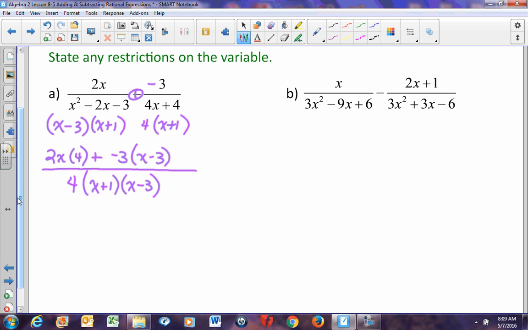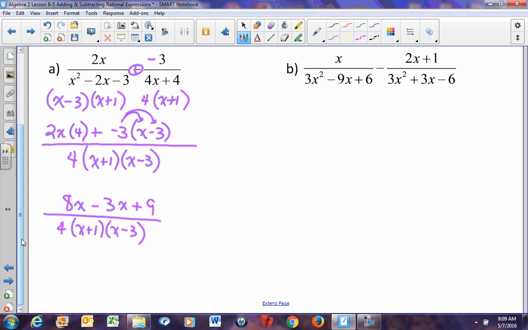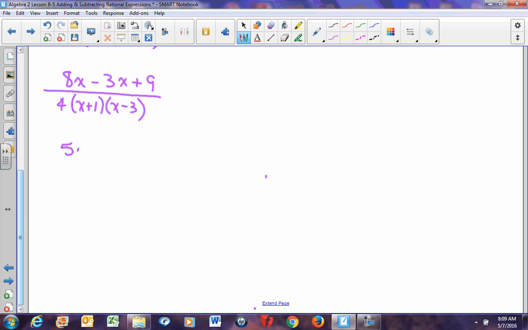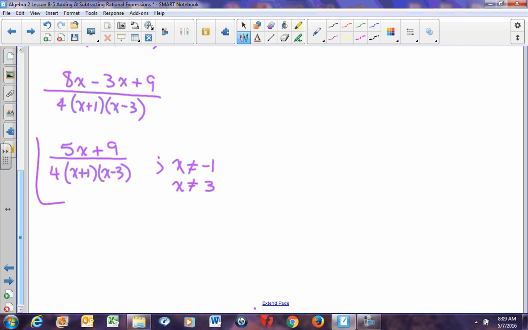Now we can just multiply like usual. So I have 8x minus 3x plus 9, because I just ran this negative 3 through this expression. And that is all over 4 times x plus 1 times x minus 3. And now I'm going to simplify. 8x minus 3x is 5x. So I have 5x plus 9 all over 4 times x plus 1 times x minus 3. And my restrictions are x cannot equal negative 1 and x cannot equal positive 3.